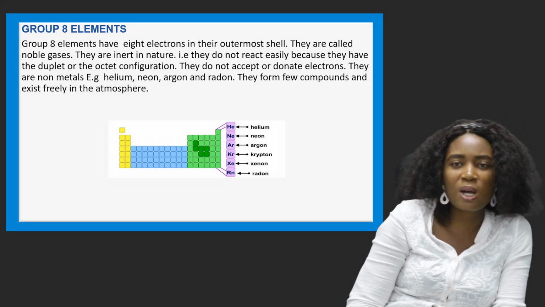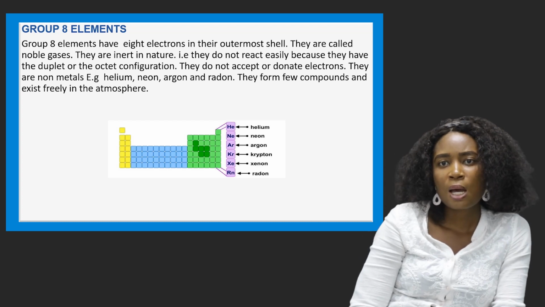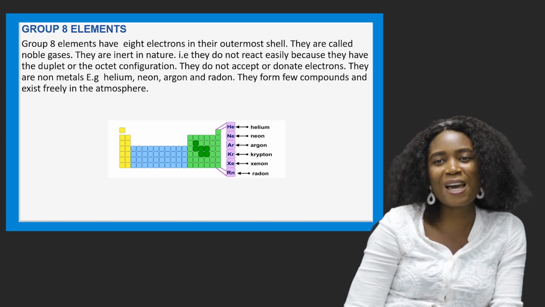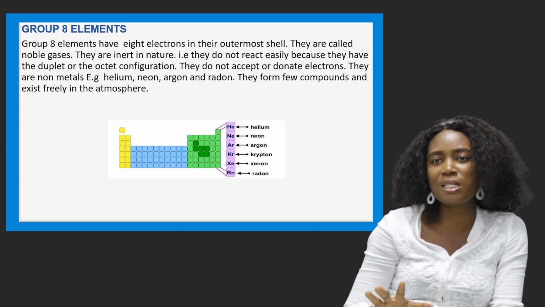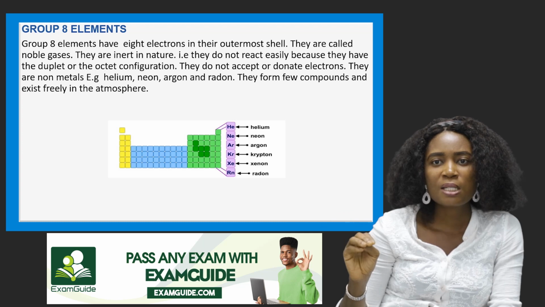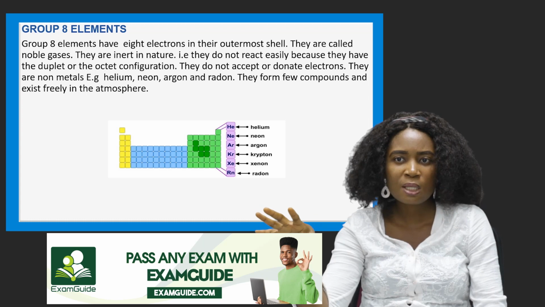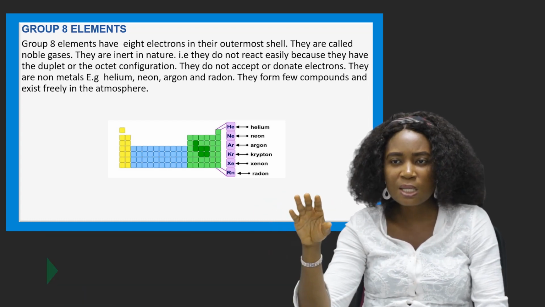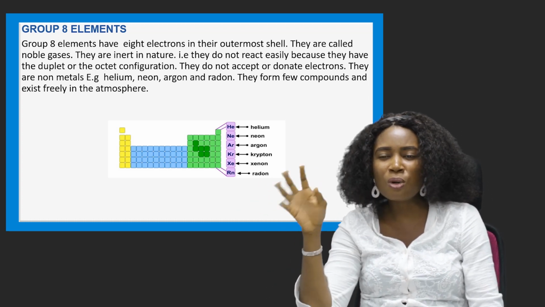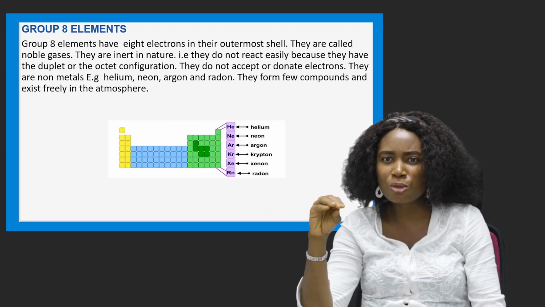After the group 7 elements, we have the group 8 elements. These group 8 elements are also called the noble gases. We say that they are inert in nature. Inert in nature meaning that they are not easily reactive. They don't easily react. This group has 8 electrons in their outermost shell. The outermost shells are complete. It has 8 electrons, so it doesn't easily react to form any bond. If it does, it's at a very high temperature. So these elements do not react easily.